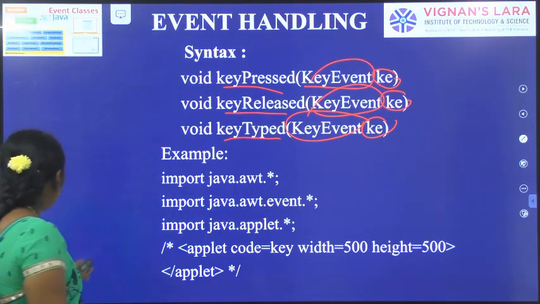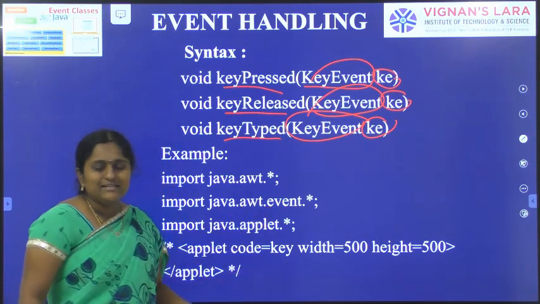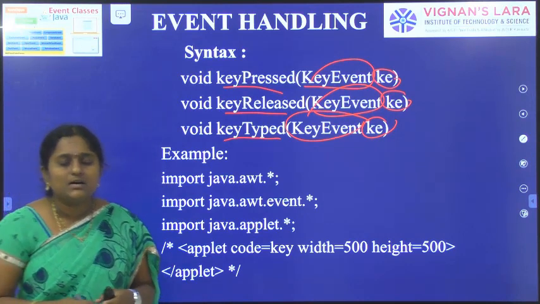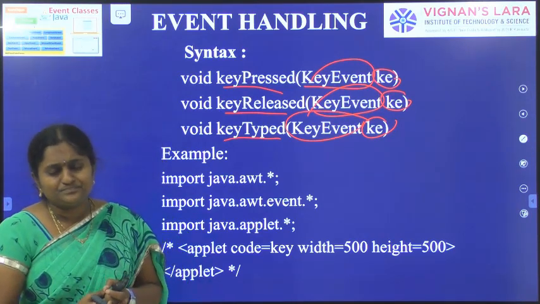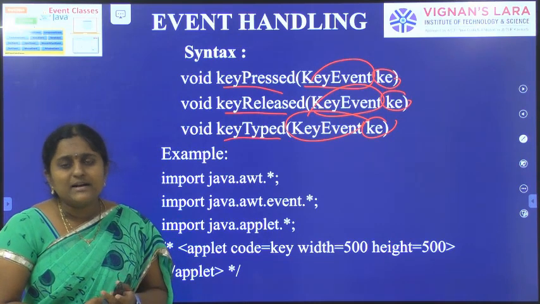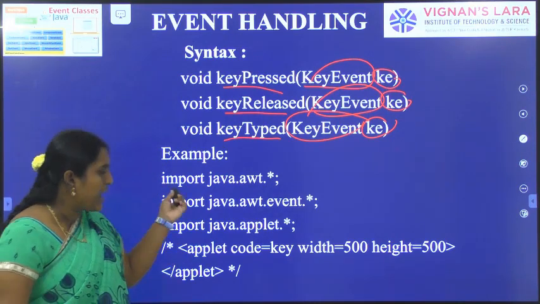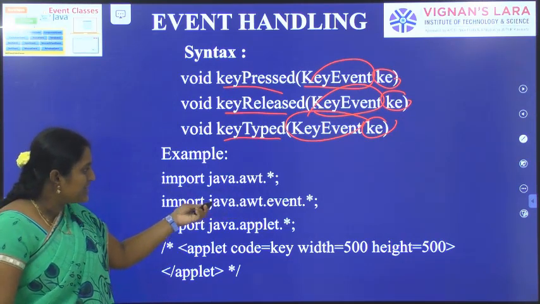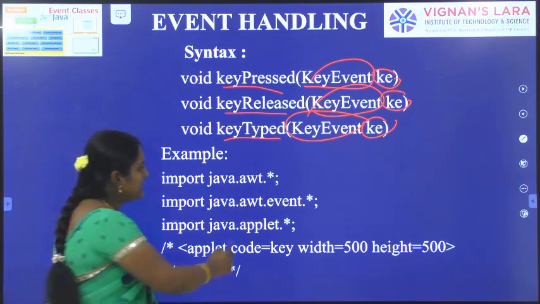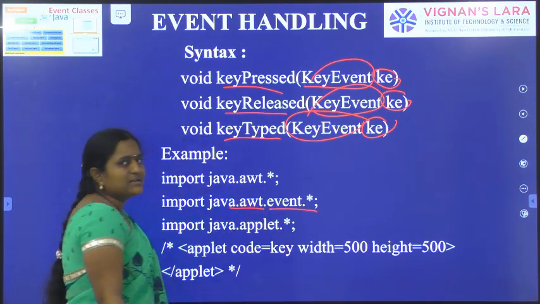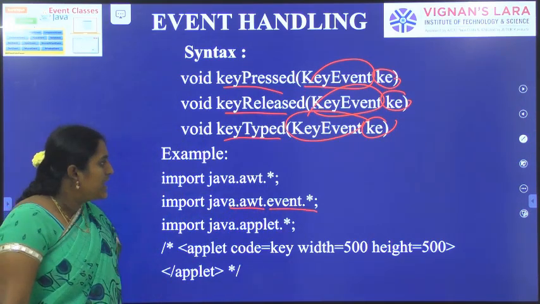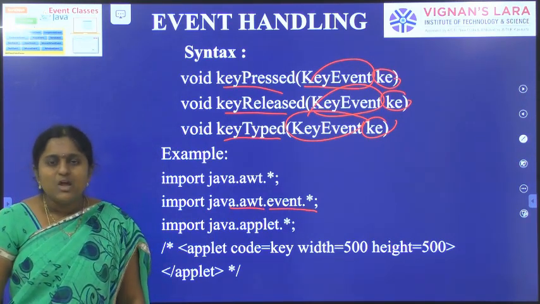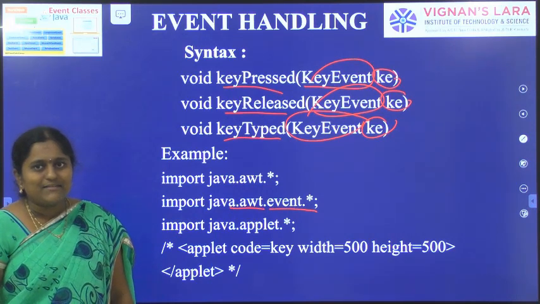Here let us see the example: import java.awt.*. What is the template of writing a program? First we have to import the packages. Our AWT components are present in which package? The AWT package. Yes, we have to import the AWT package: import java.awt.*. Next we import java.awt.event.*. Here AWT is the main package, event is the subpackage. Star means all classes present in the event package. All those classes will be loaded in our current program.